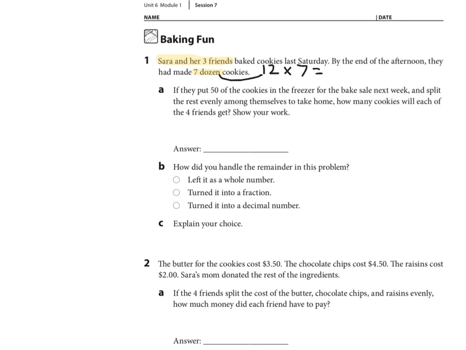If you know your 12's facts memorized, you'll know that is 84. So that's probably key to know, and I don't know if they're all sharing them. Yeah, they are. So that's 4 people, 84 cookies. Now they're putting 50 cookies in the freezer, so we're going to subtract those 50 cookies. That means they're going to have 34 cookies left.